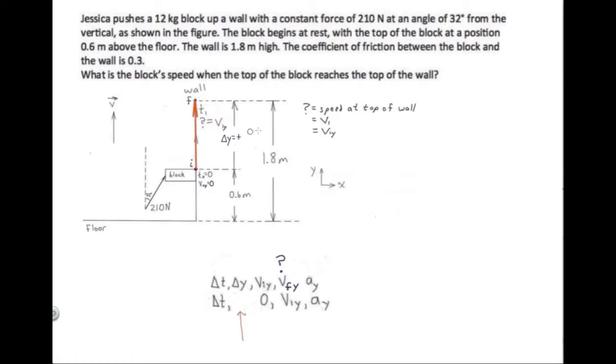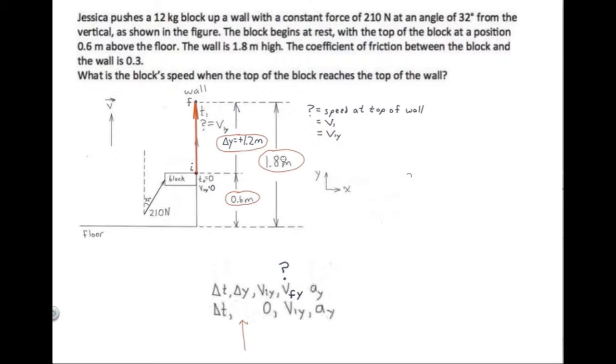Now the magnitude of delta y represents the distance from here to here, and because we've built a lot of distance information into our sketch, it should be apparent that the distance from here to here will be 1.8 meters minus 0.6 meters. From this distance and this distance, we can determine that the distance that the object is being displaced is 1.8 meters minus 0.6 meters, which is 1.2 meters. Now we can build our value for delta y into our setup.